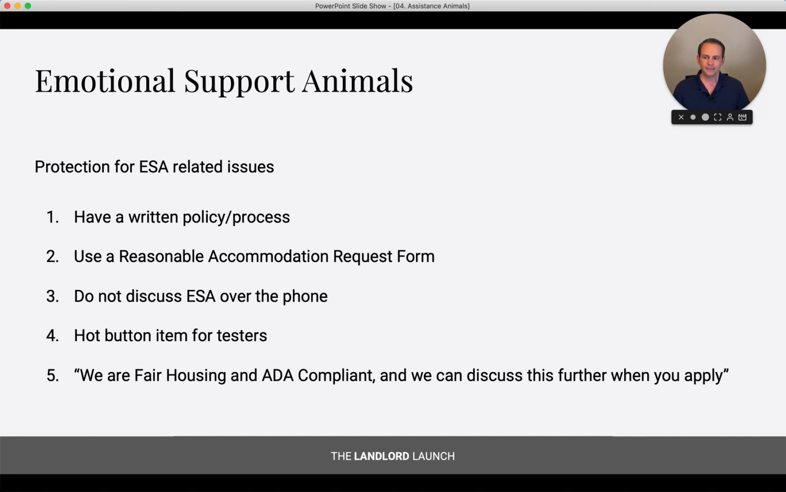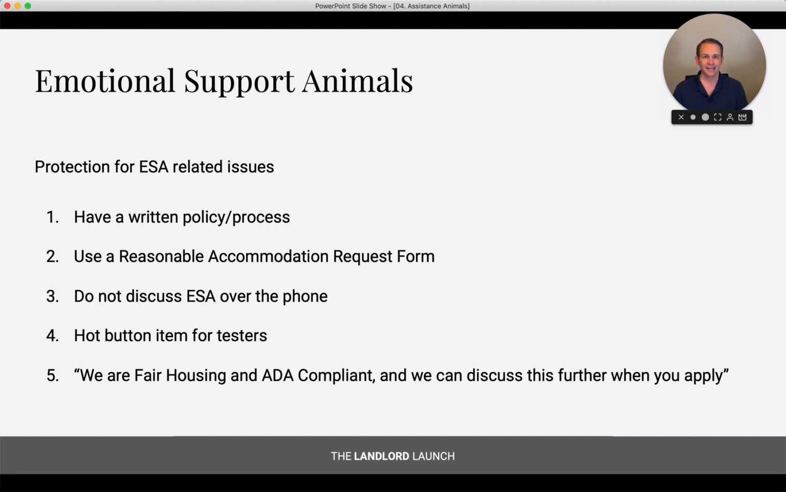So having said that, to help guide and protect ourselves from the potential downside of this whole ESA issue that we are working through right now, again, have that written policy and process in place. I personally like the idea of handing it out as a handout, saying this is our process, this is what you can expect, this is what we're going to need. As part of that process, make sure to use your reasonable accommodation request form, use it consistently, make sure everybody fills it out. Because again, that's going to document everything that you need to do and everything that you have done and the logic behind your decision, whether it's approved or denied.